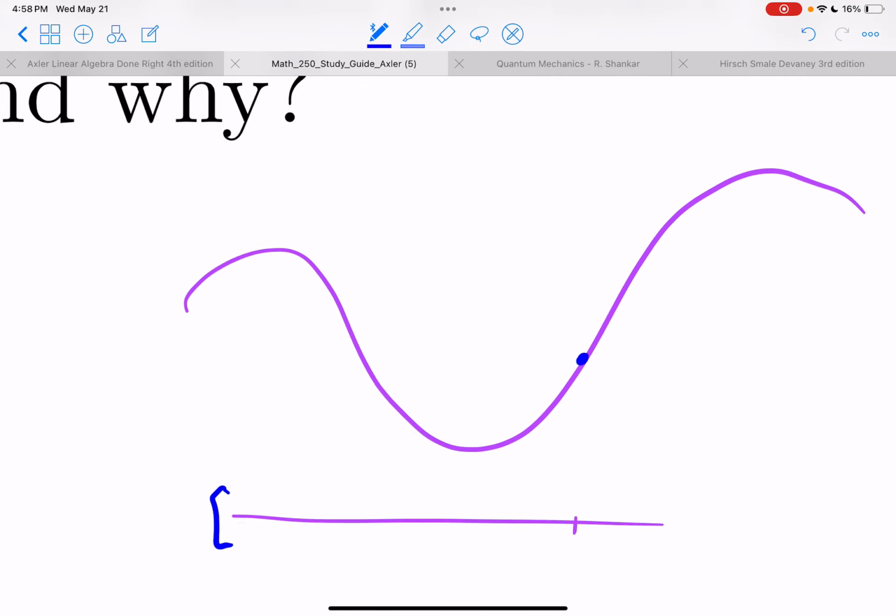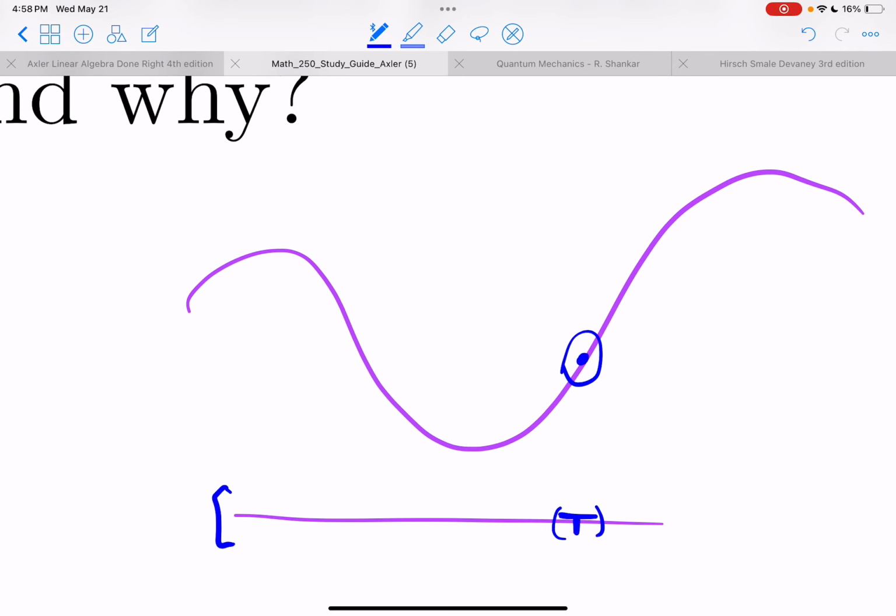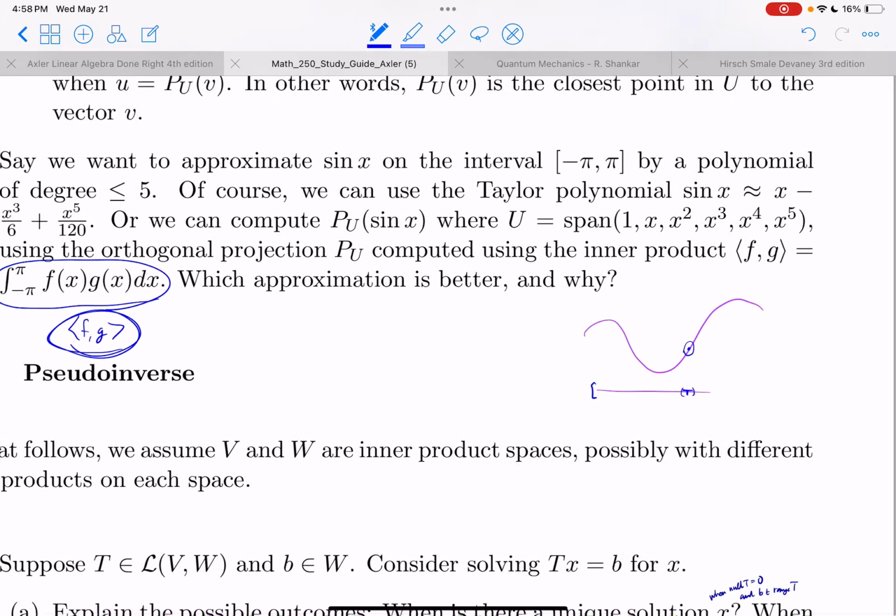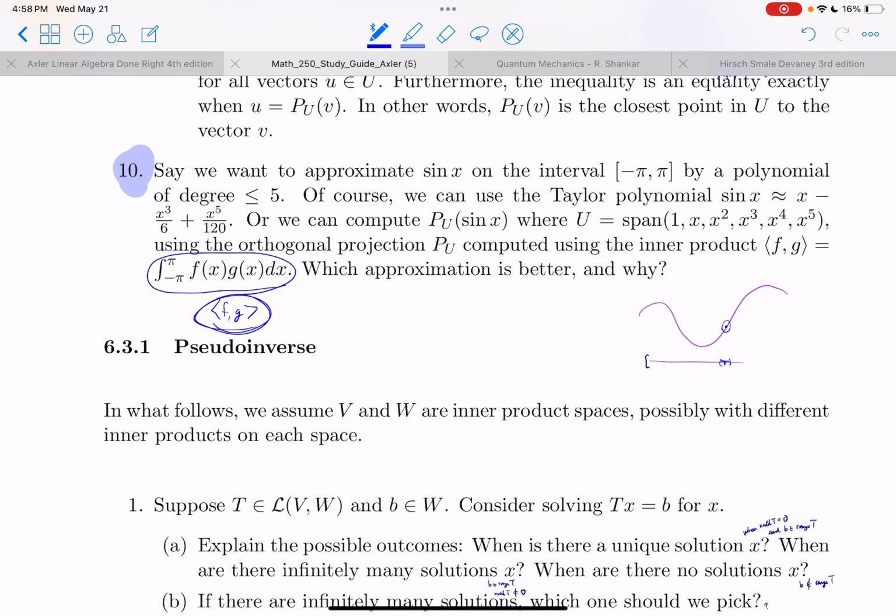If you want it to just be good in a neighborhood of some points, like just very locally, then you should use Taylor series. Okay, you can think of that as coming from a different inner product or a different norm.